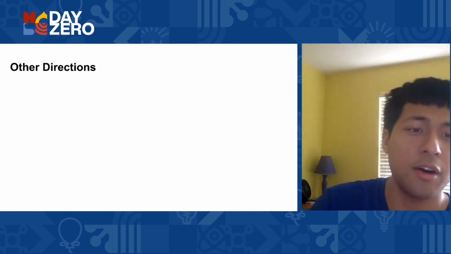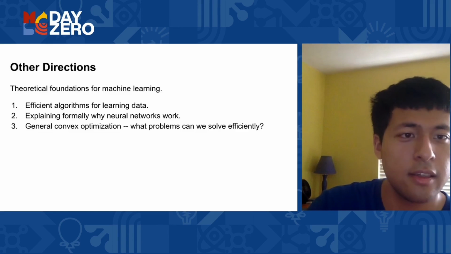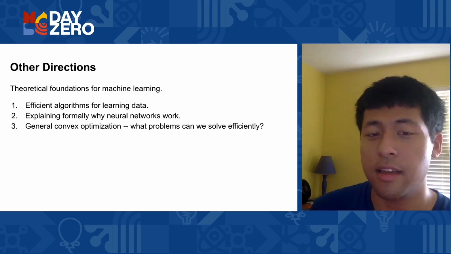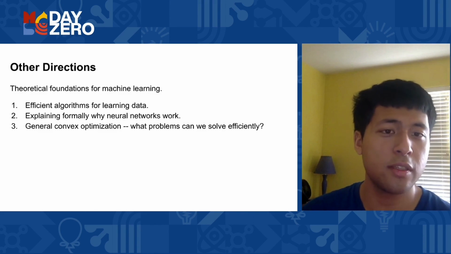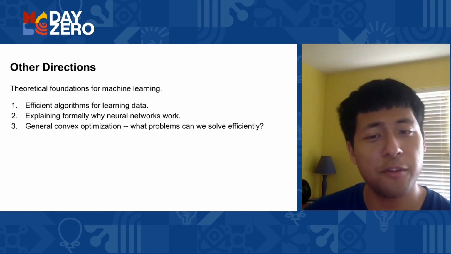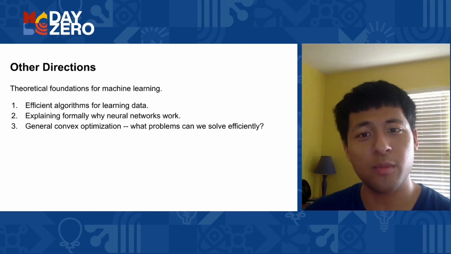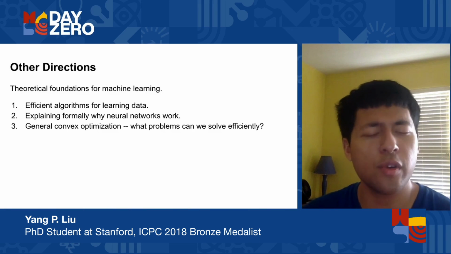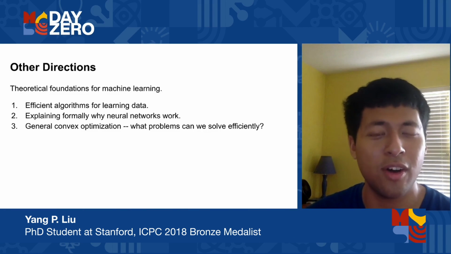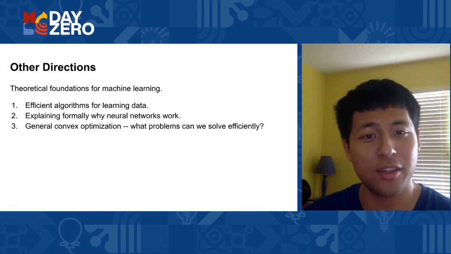Finally, some other directions that are popular these days. Theoretical foundations of ML. Directions here include whether you can give efficient algorithms for learning data provably. Another problem is whether you can build a model or explain formally why things like neural networks work, or more broadly explain why any of the phenomena that we see in machine learning work so well. And other things are more concrete convex optimization, just understanding what problems at all we can solve efficiently. And I think all these directions are super interesting and could have large practical impact.